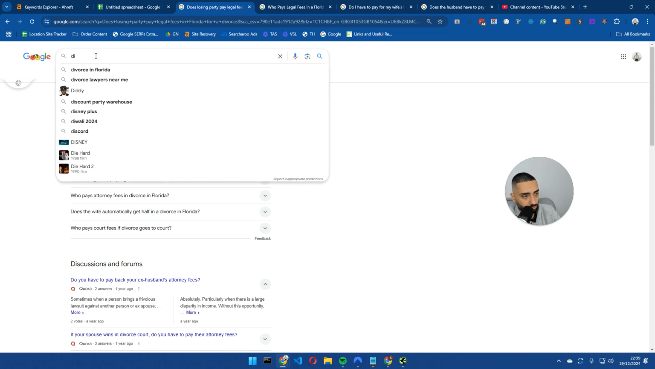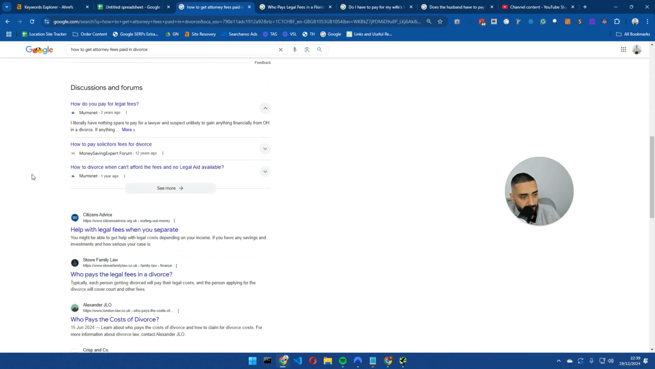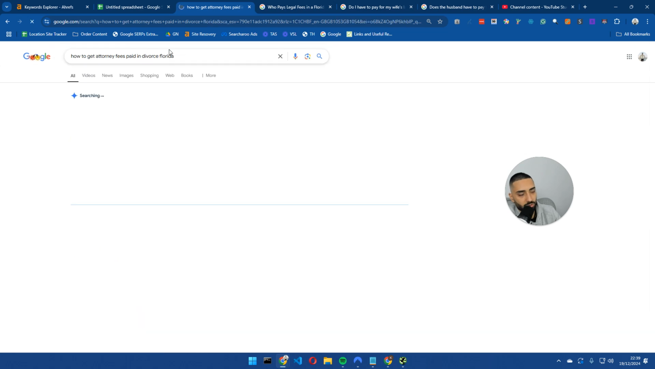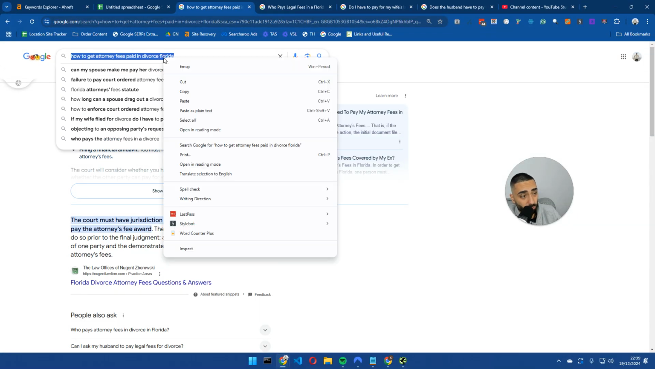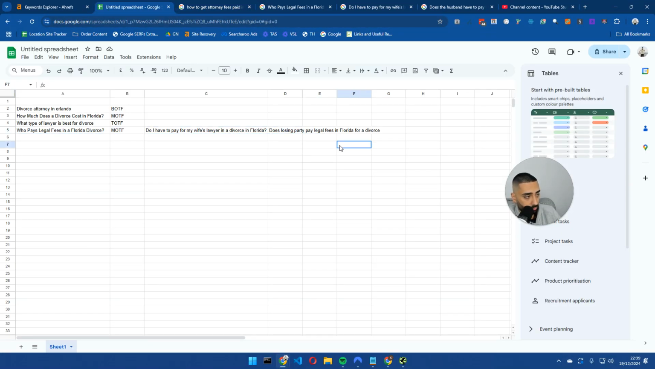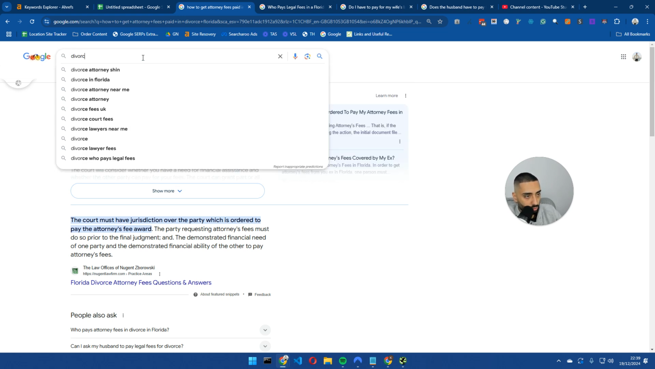So if we go back to the actual search, and another thing as well, right? When you delete your search query, Google will also give you related searches as well. So like how to get attorney fees paid in a divorce, right? And again, we'll do Florida. I am obviously in the UK, so getting a little bit of set of mixed results. But again, this should probably be a question on our actual page here. So who pays legal fees in a Florida divorce? So let's see what other divorce attorney Orlando.